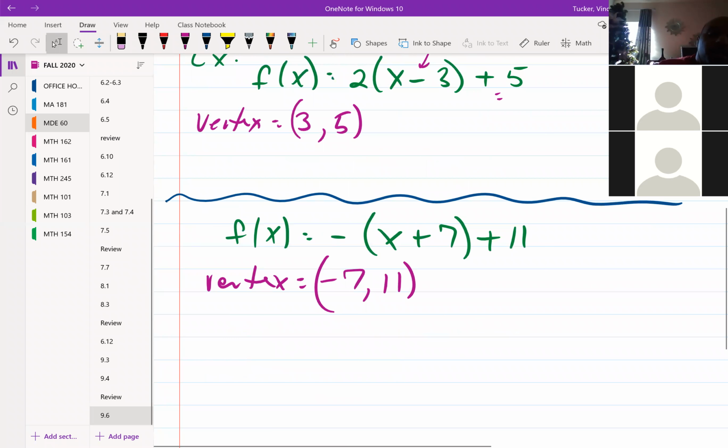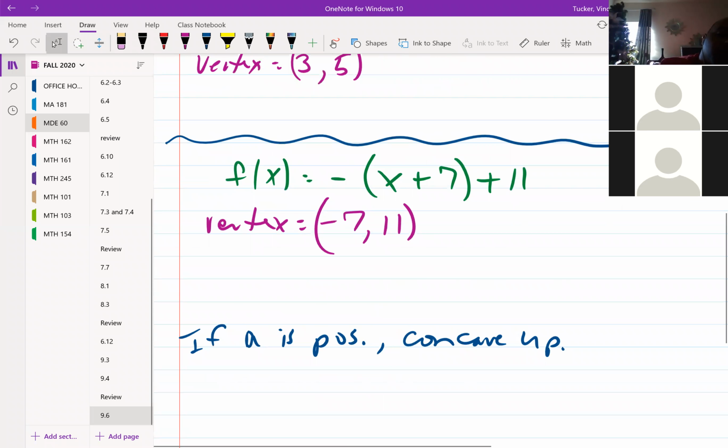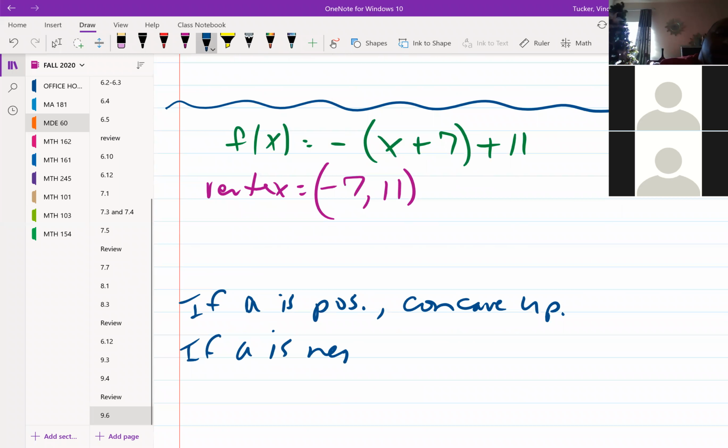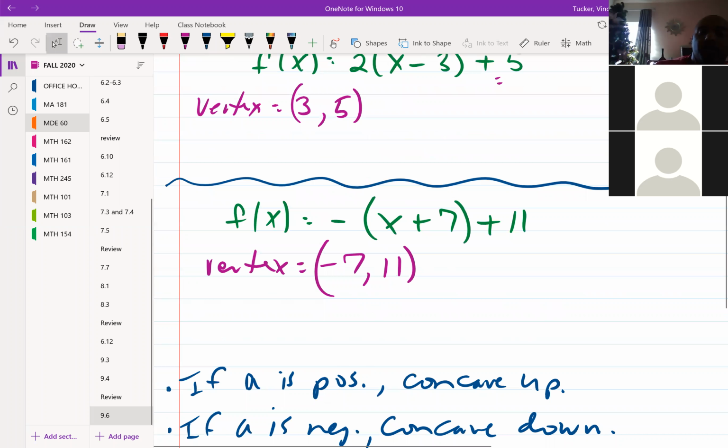Now, if a is positive, concave up. If a is negative, concave down. All right, I didn't mean to go past that. Sorry about that.